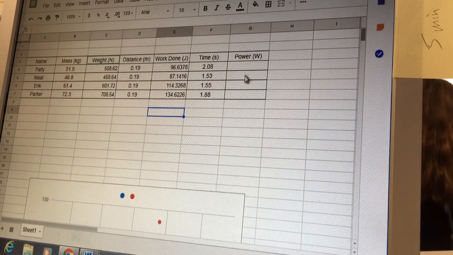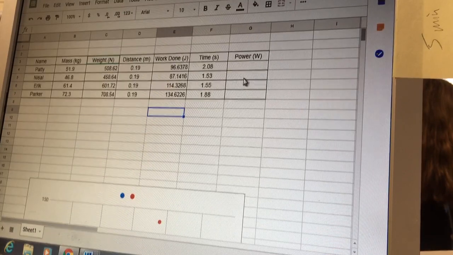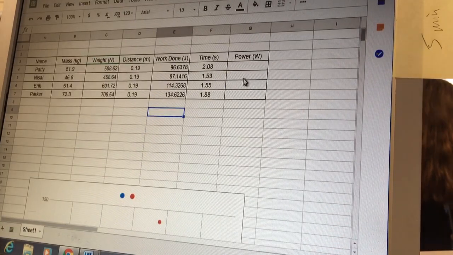You can do the same thing for the power, right? Power is work divided by time. And you can do the same thing here, okay? So do that. Take a few minutes to do that, and then the next thing we'll do is look at how to make a graph out of all this. All right?